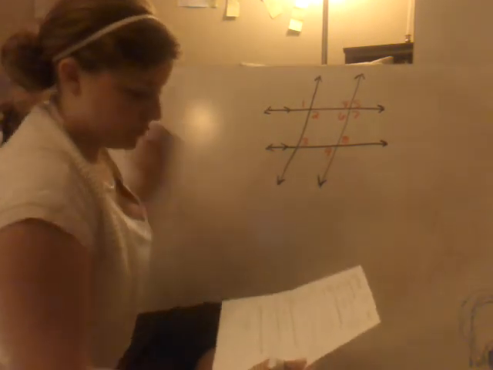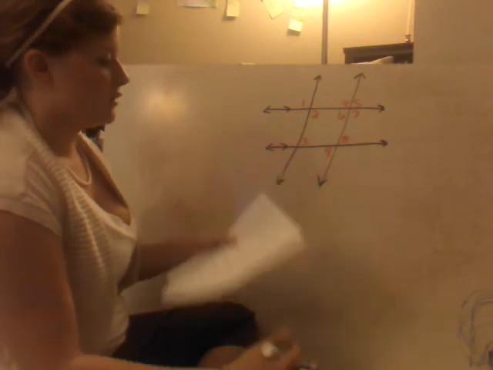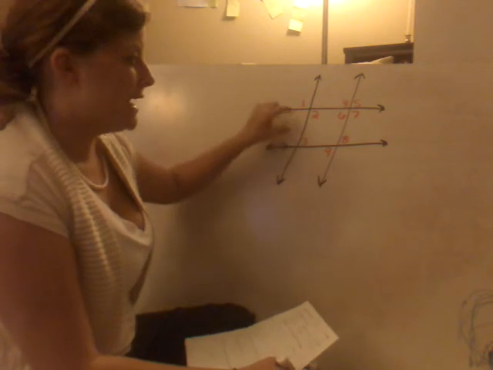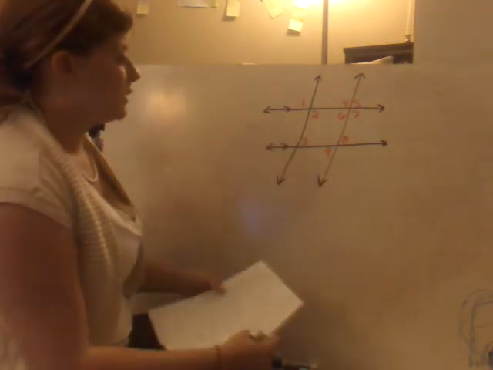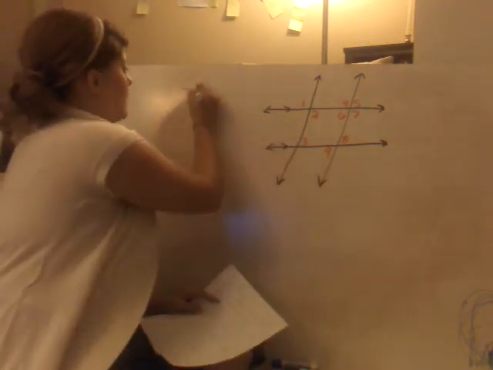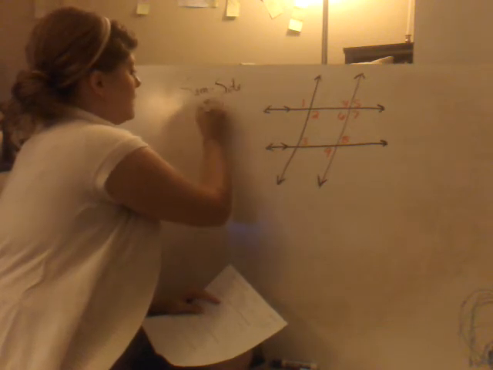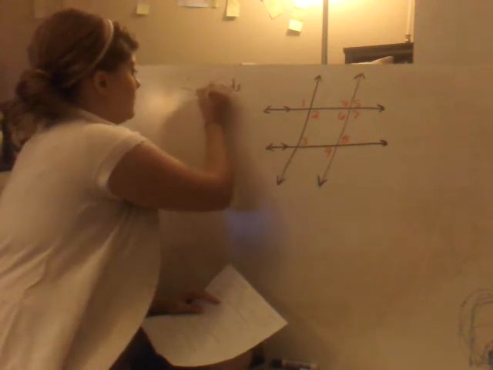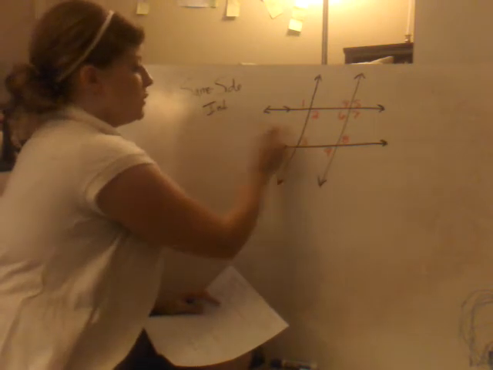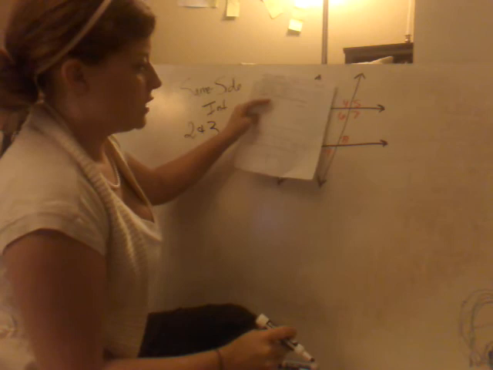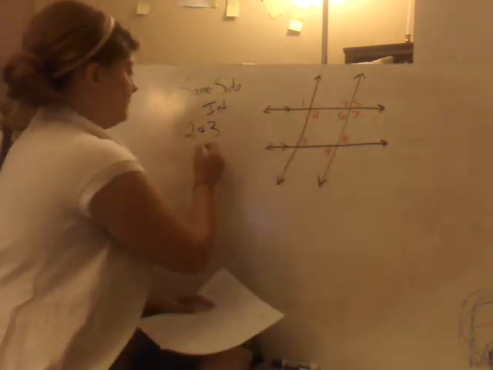Make some more room. Now, it lists same side interior angles. Same side meaning same side of the transversal and inside the parallel lines. So, same side interior, I've got 2 and 3. Now if I look at my other side of the transversal, I've got 7 and 8.